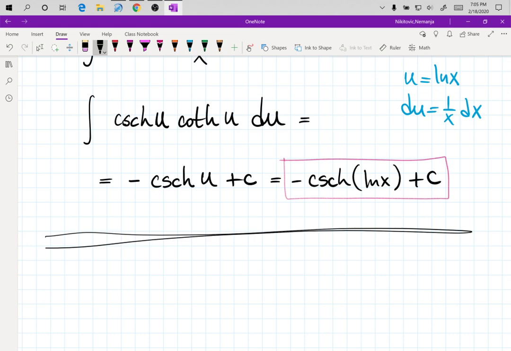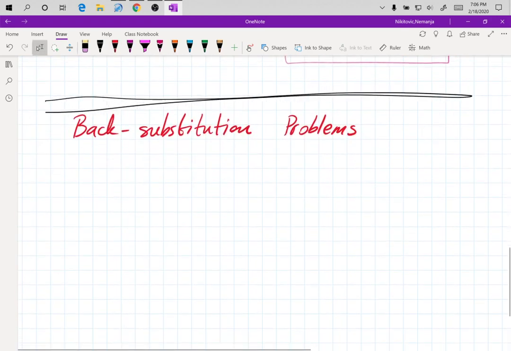This next one, I'll put the title in blood. It's called back substitution problems. And what I also heard sometimes referred to as backward substitution or reverse substitution was also used in some literature. So here is an example. It's a procedure. It's not a formula. You're not memorizing a formula. It's a procedure.